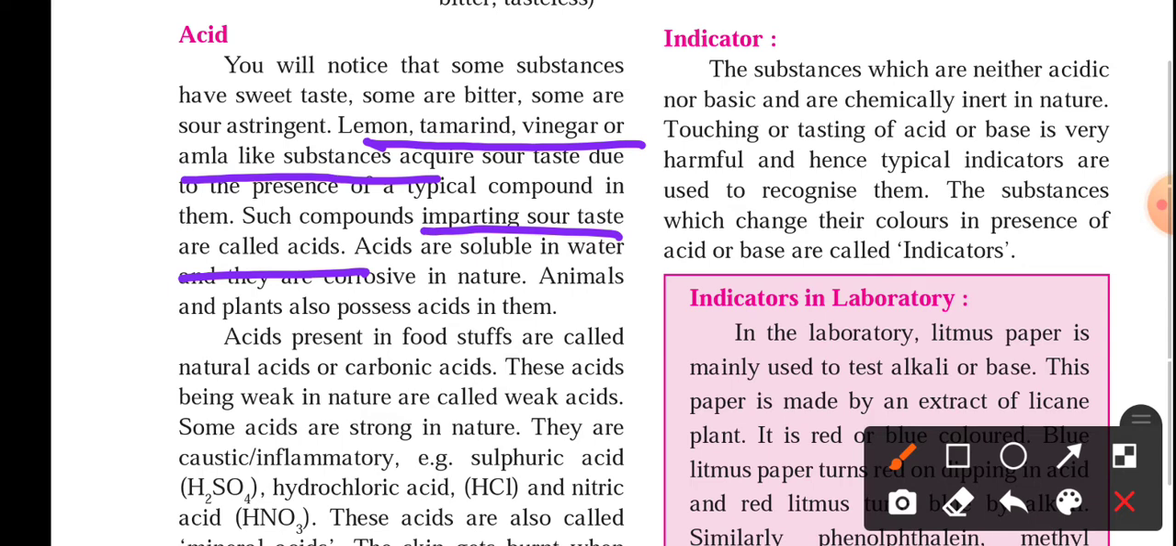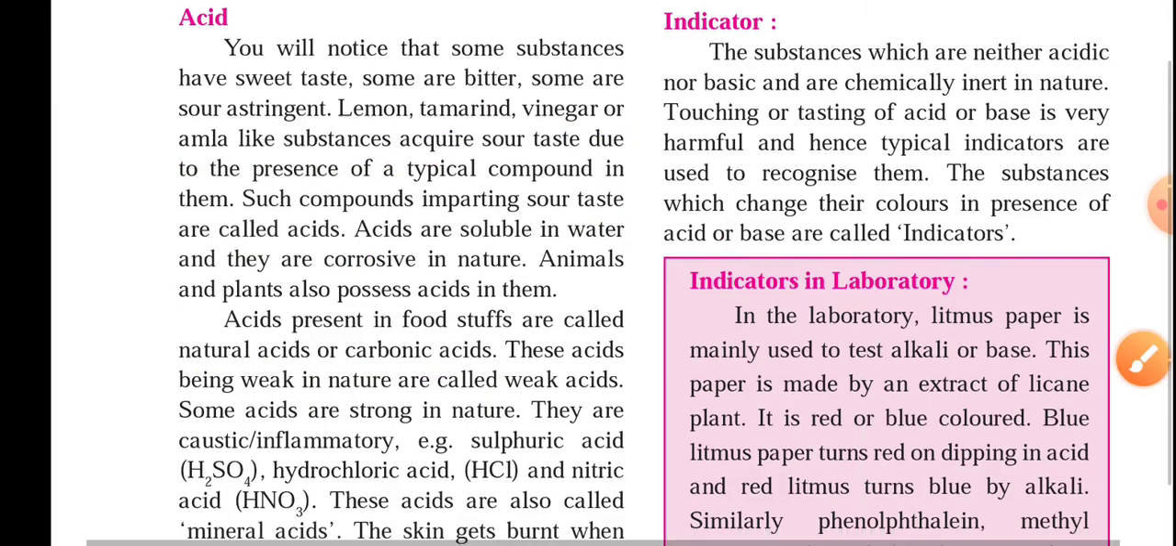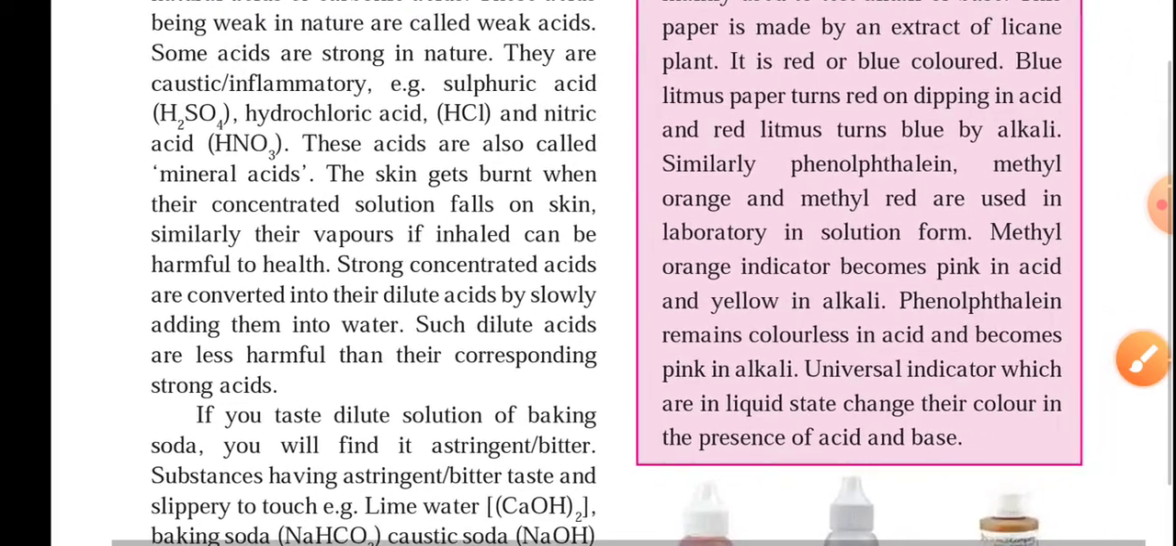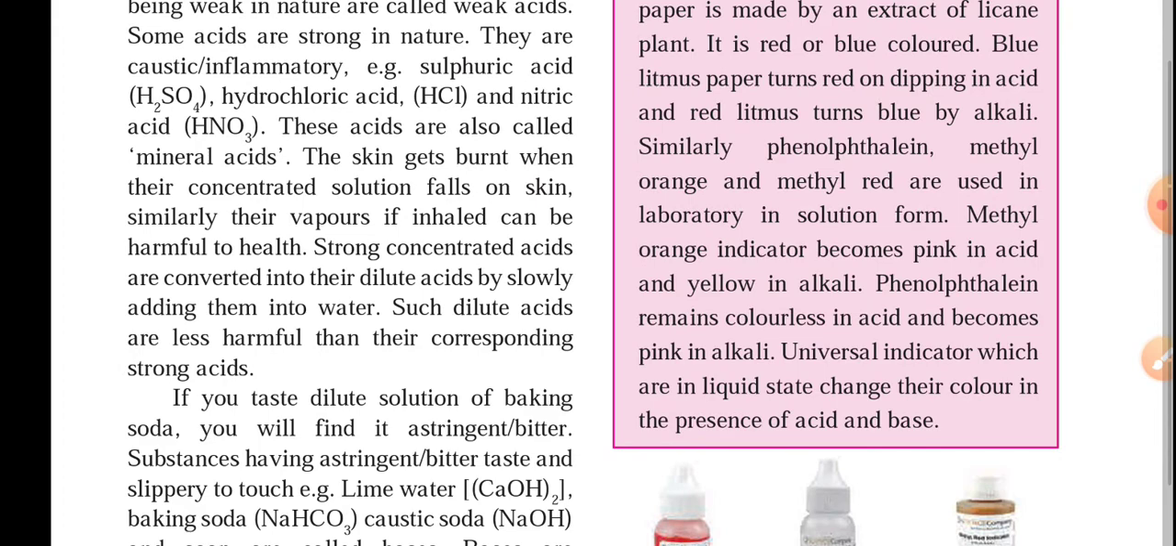Acids present in our foodstuffs are called natural acids or carbonic acid. These acids, being weak in nature, are called weak acids. And some acids are strong in nature. They are caustic or inflammatory. For example, sulfuric acid, hydrochloric acid, and nitric acid. These are the strong acids we have, and they are called strong acids or caustic acids.